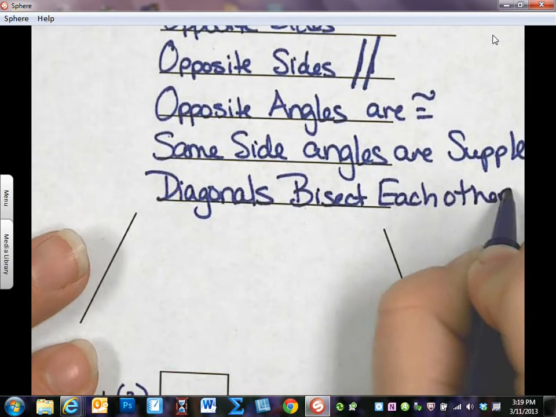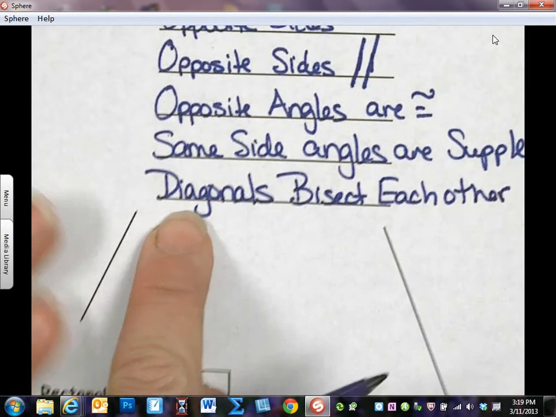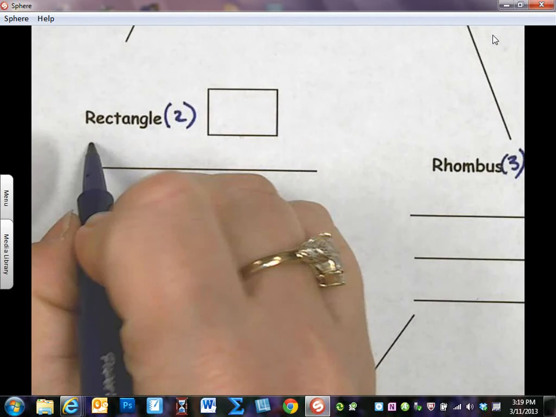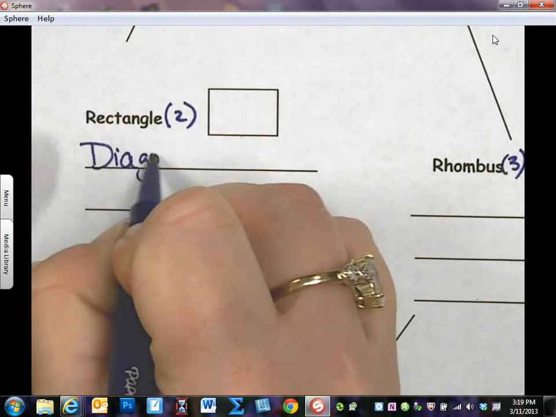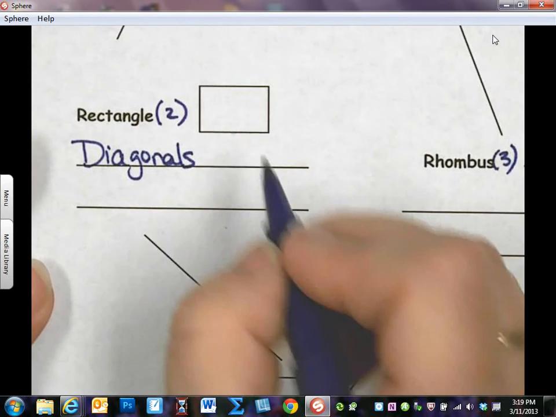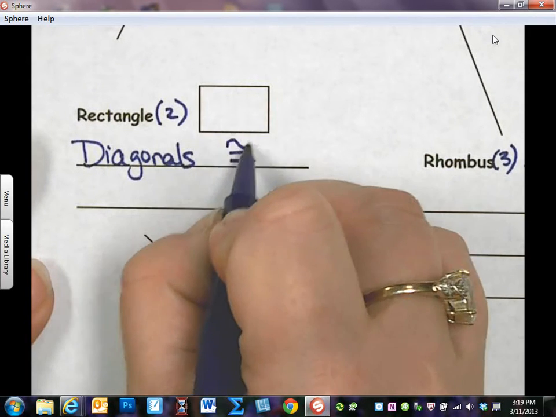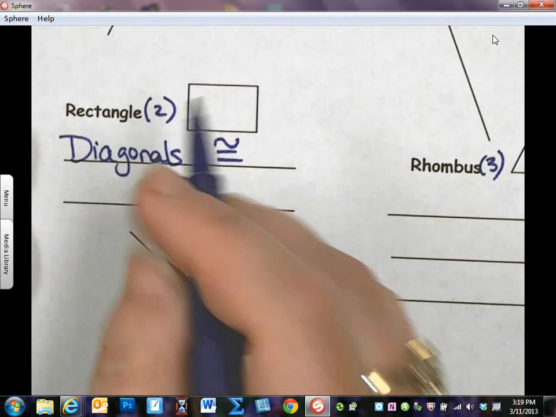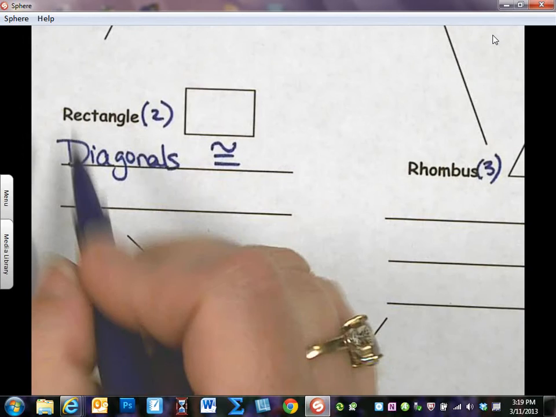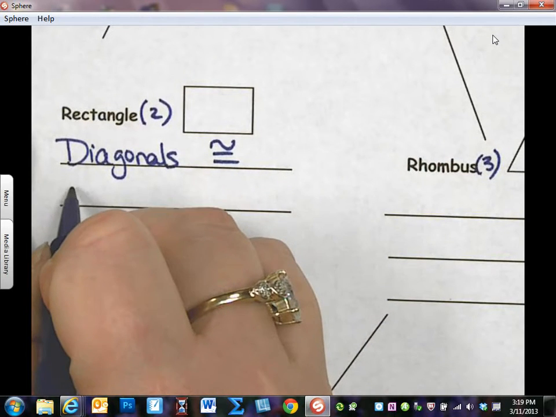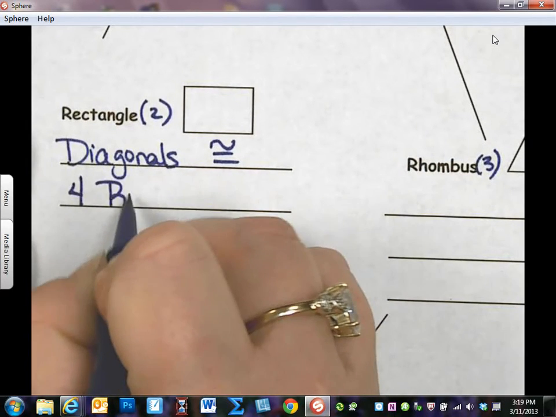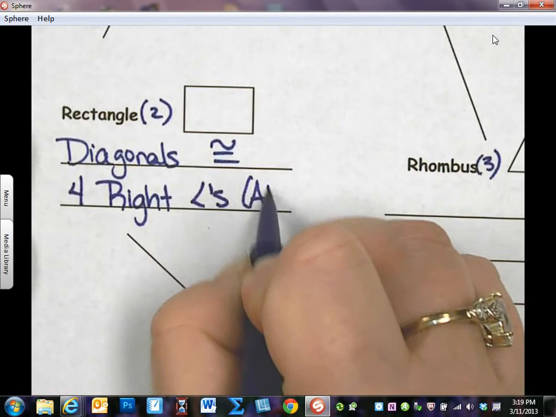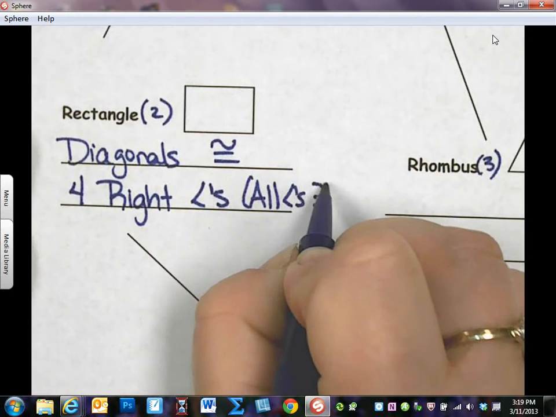Now I would recommend, because diagonals is the last thing here, that we have something about diagonals both in rectangle and rhombus. So I'm going to start with the diagonals in both. And in a rectangle, we know the diagonals are congruent. And then the only other thing we know about a rectangle that makes it different from a parallelogram is that there are 4 right angles. You could even say all angles are congruent if you want.